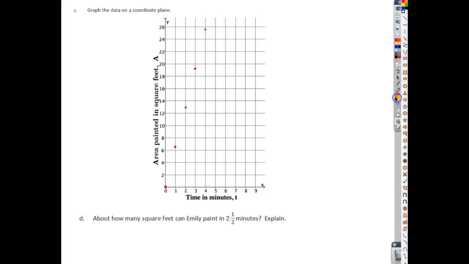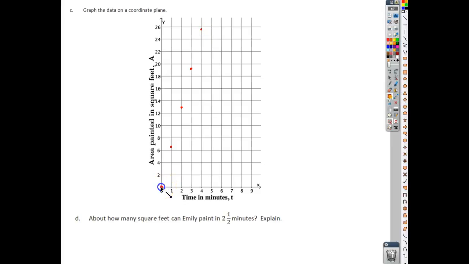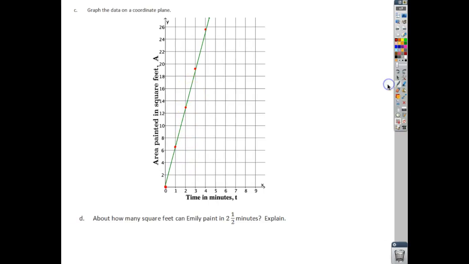Then let's go ahead and just draw a line here and see how this works. This should look a lot like those proportional relationships we graphed last year, if that sounds familiar. Hey, look at that. Pretty nice looking line. Finally, they want to see how many square feet Emily can paint in 2.5 minutes. Let's just look here. 2.5 minutes should get me to about 16 square feet. So let's try it.